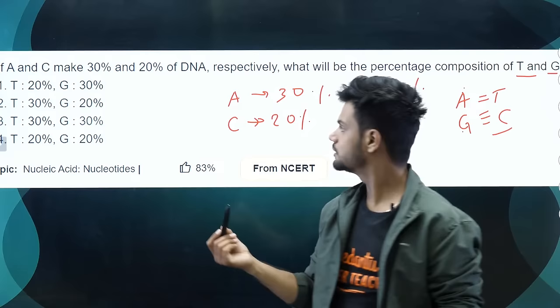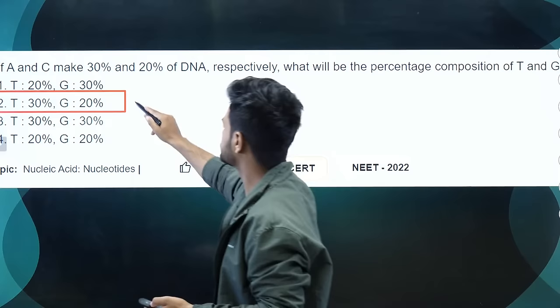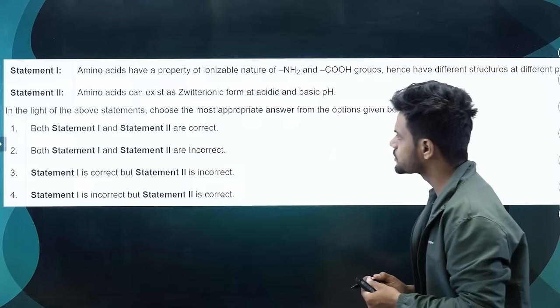What is the answer given anywhere? Thymine is going to be 30%. Here, option number 2. Done. Easy question, easy answers. Next question, students.